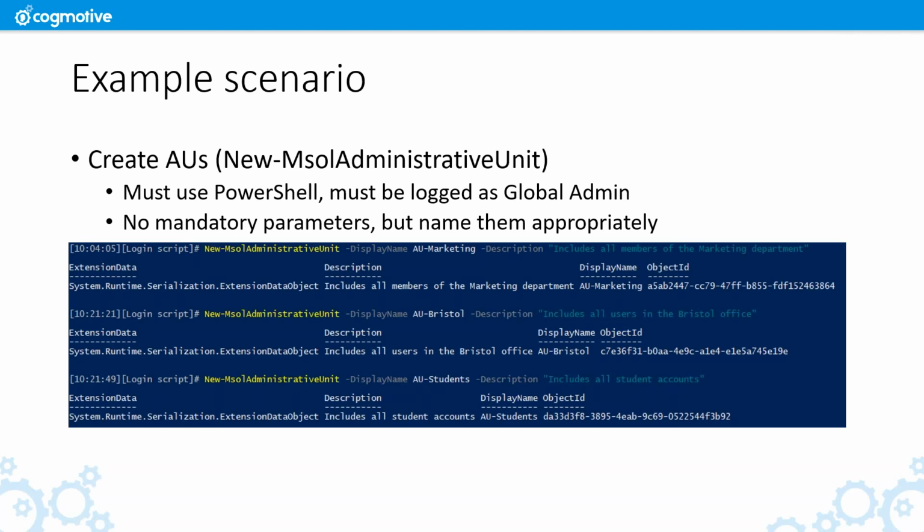It's not tied for... there are no restrictions there. It's not tied to anything, so you can go as creative as you want. So in this case, I've created an AU for marketing, an AU for our Bristol users, and an AU for students, which is a scenario which might be very relevant to some of the organizations there in the educational sector. So this is how you go ahead and create the administrative units.